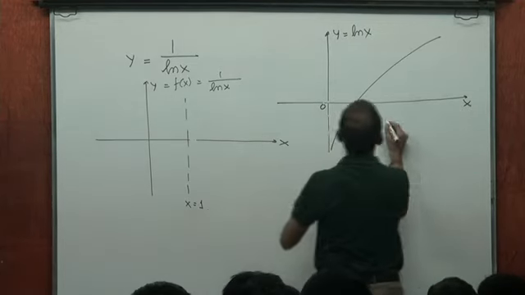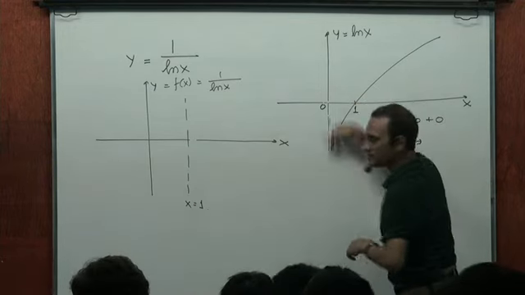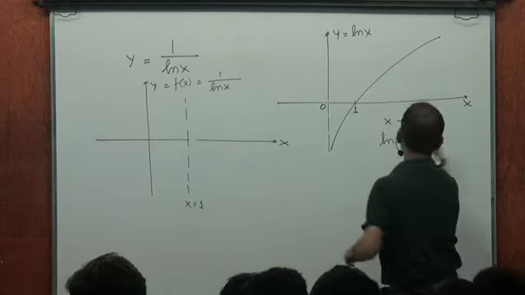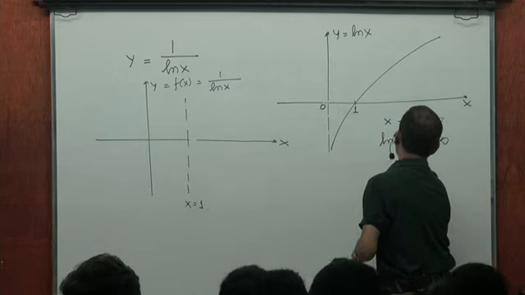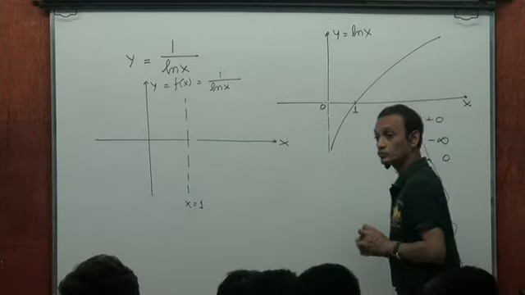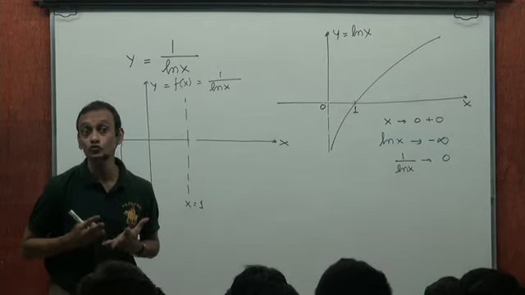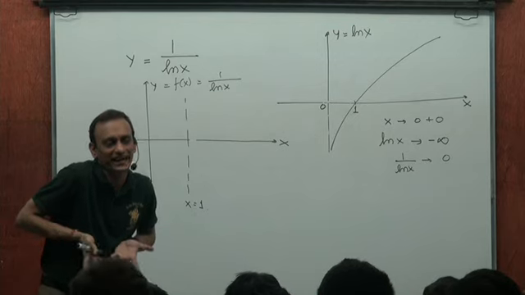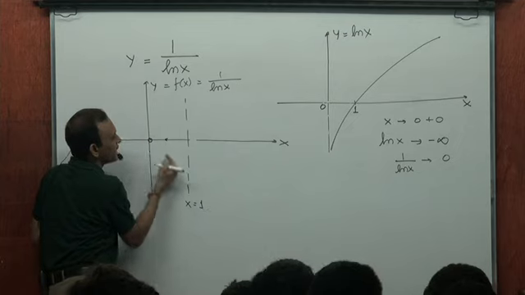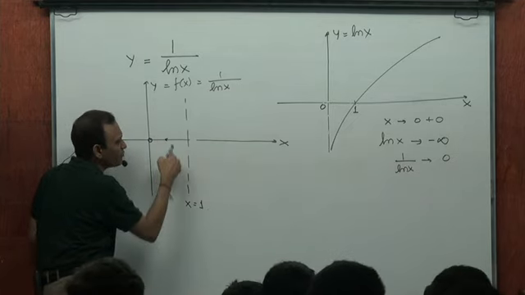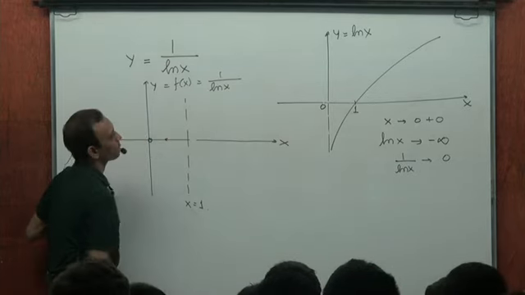As x tends to 0 from the greater than 0 side, ln x tends to minus infinity. Do you realize that? So 1 by ln x would tend to 0. But while it's tending to 0, it will remain negative all the time, because ln x is negative, right? So as x tends to 0 from the greater than 0 side, 1 by ln x would tend to 0, but the graph of 1 by ln x would be below the x-axis, because ln x is negative, right?